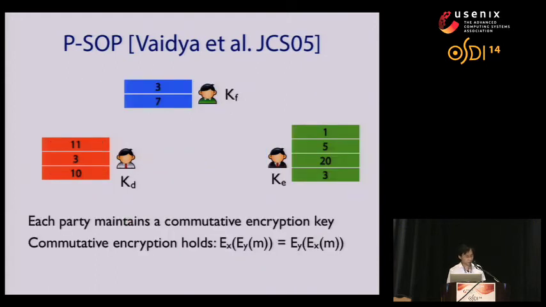So let me show you how the PSOP protocol works. In the initial phase, each party has a commutative encryption key. Commutative encryption, in principle, has an important property: for a given message M, if multiple parties encrypt the message, regardless of the order, we will have the same ciphertext.